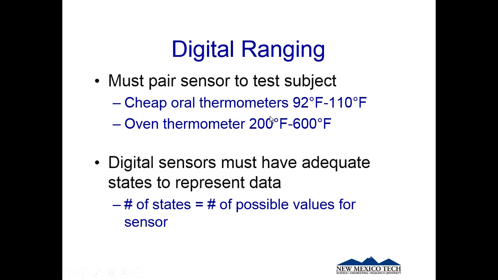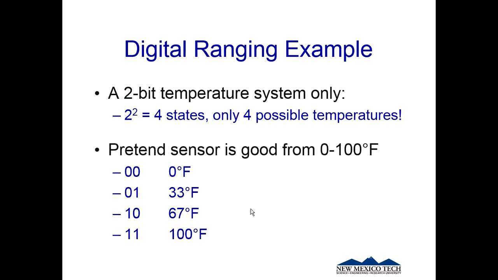In the analog world you can get away with this a little bit, but when we start dealing with the digital world, we have to really pay attention to this range. And the reason is that digital sensors must have adequate states to represent the data. What I mean by that is the number of possible states is the number of possible values for a sensor. So what does all this mean?